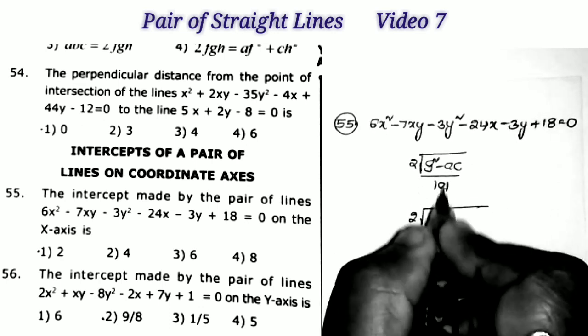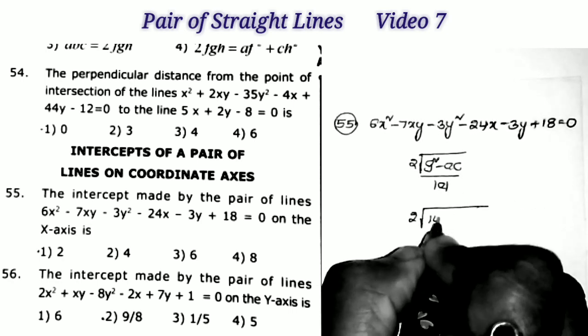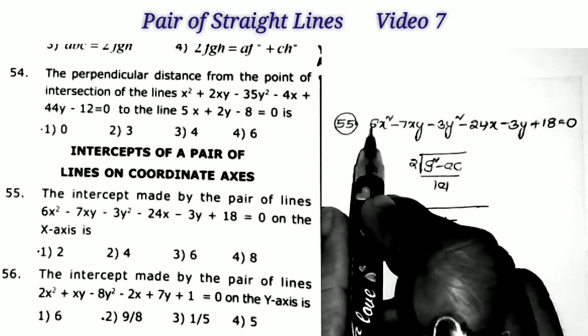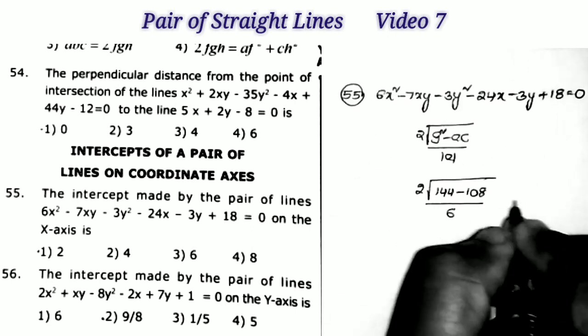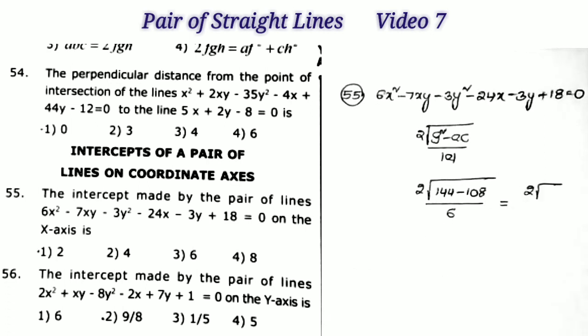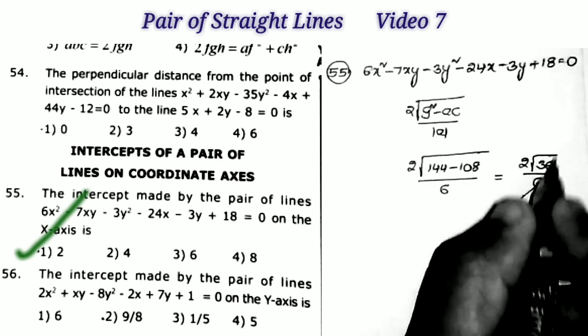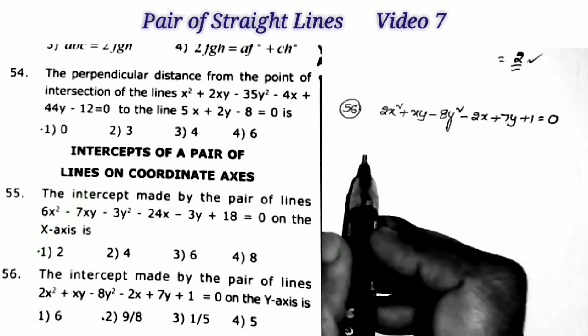This is the formula. Now replacing the values. What is g value? g is equal to minus 12. g square is equal to 144. Minus ac, 6 into 18 is equal to 108, by mod a, that is equal to 6 here. Now this is equal to 2 into square root of 36 by 6. Now 6 and 6 get cancelled. So answer is equal to 2. And that is the first option. Next question, sum number 56.